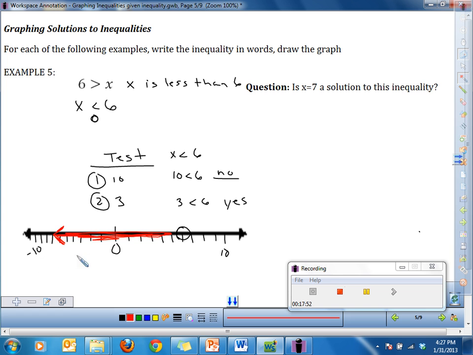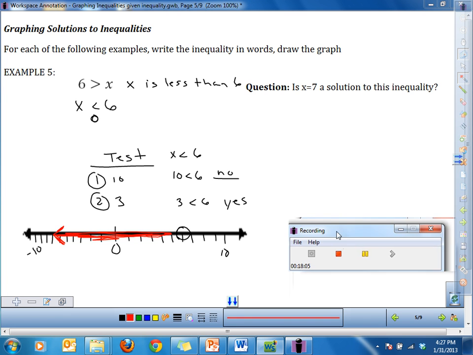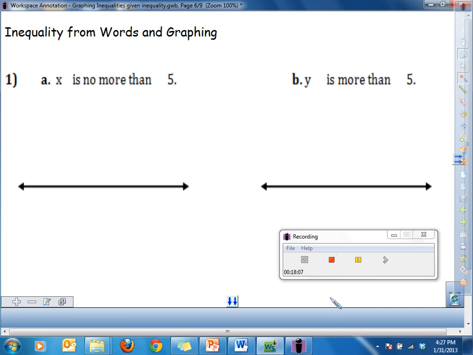Alright, so those are your 2 practice. Now let's go to something that's a little more challenging. Let's take something like this, an inequality from words and graphing. So not only are we going to have to take this inequality that's in words and change it into an inequality, then we're going to have to graph it.